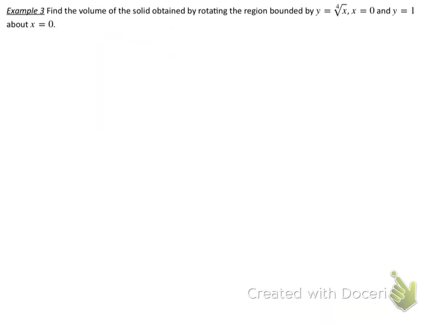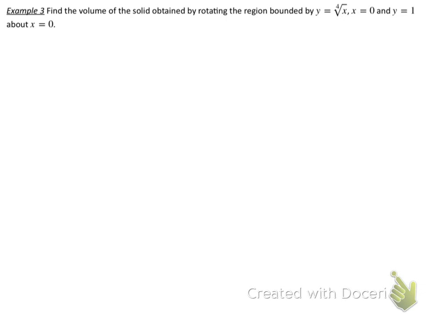Next example, we are looking for the volume of the solid obtained by rotating the region bounded by y equals the fourth root of x, x equals 0, y equals 1. And then we're going to rotate it about x equals 0.